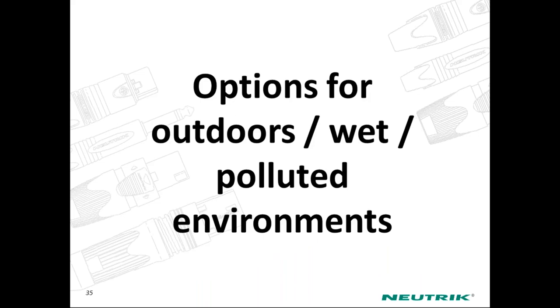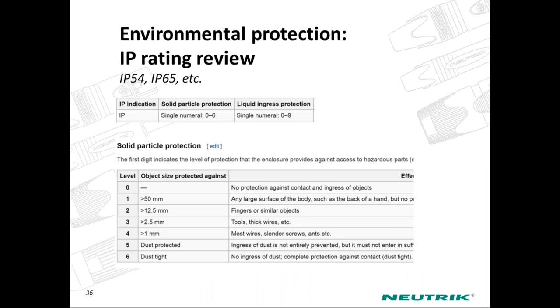Okay, so let's talk about outdoor use, and I'm going to try to whip through a bunch of this. The first thing is to remember what IP ratings mean. IP stands for ingress protection, and it's a set of two digits. The first digit has to do with particles. The most important particle is your fingers. So a level of IP2 is pretty important for connectors because you don't want to get your finger in there, especially if it's going to be a high voltage or high power type of connector.